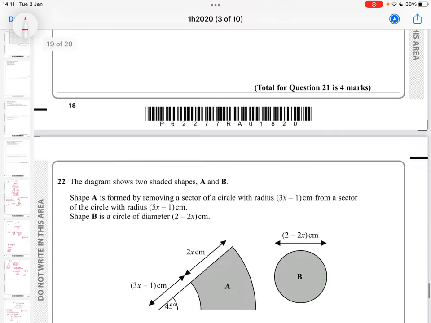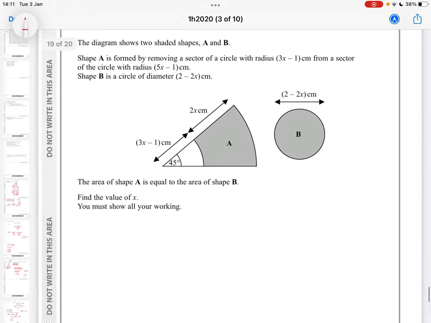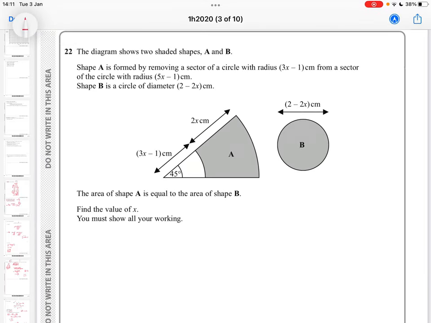Right, nearly there, got 2 questions left. Right, the next question, ooh, big question. So we've got a diagram, we've got A and we've got B. So shape A is formed by removing a sector of the circle with the radius of 3x minus 1 from a sector of the circle that is altogether, if you add these two together, from here to here, 5x minus 1. Then it tells you that the diameter of the second circle is 2 minus 2x. It says the area of shape A, which is only the shaded section, is equal to the area of shape B. We have to find the value of x.